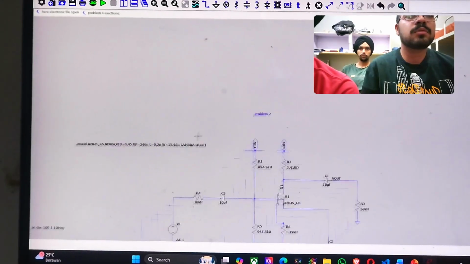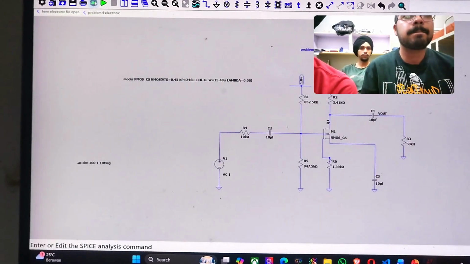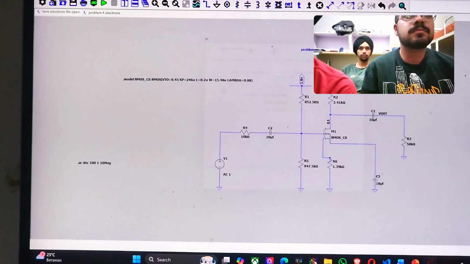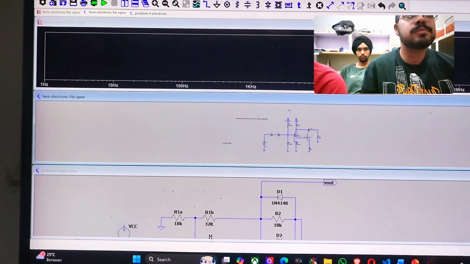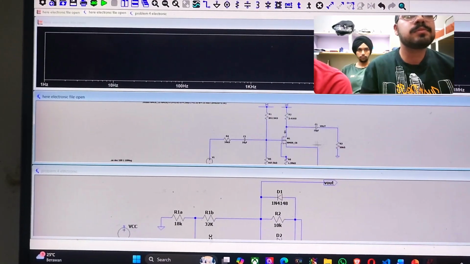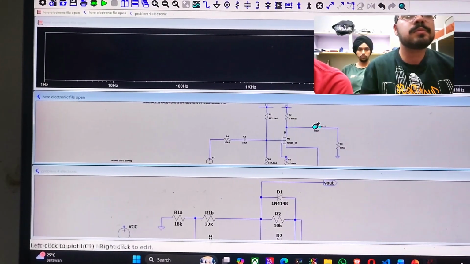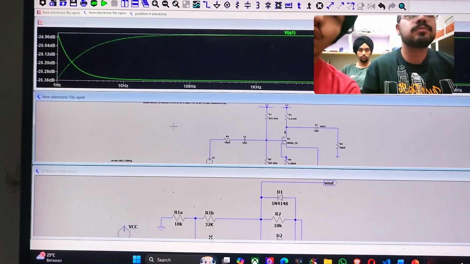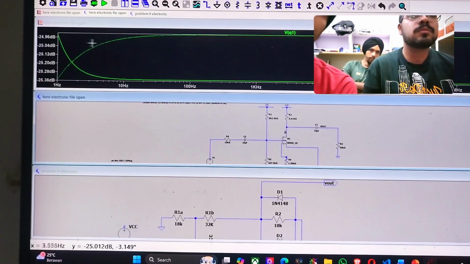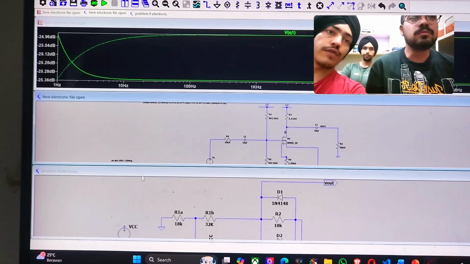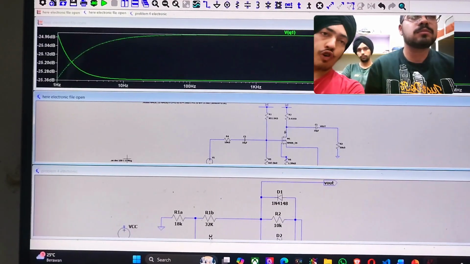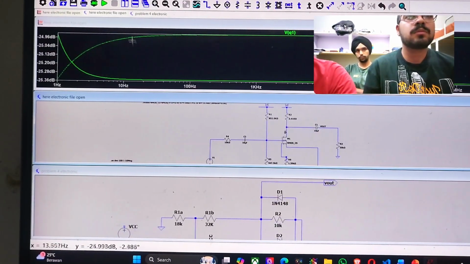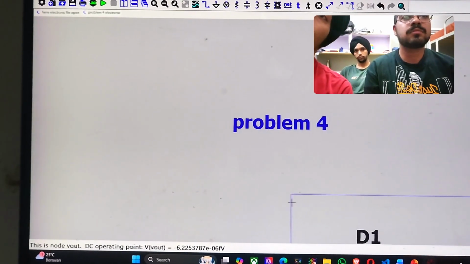Do we check out the V out? Now we run this circuit. Shivam, run the circuit. Yes, click on V out. Here, zoom. Now here you see the circuit reaches approximately 42 decibel mid band gain, and we now simulate problem 4 also. Now here is problem 4.